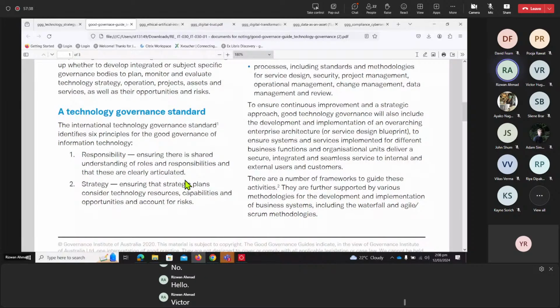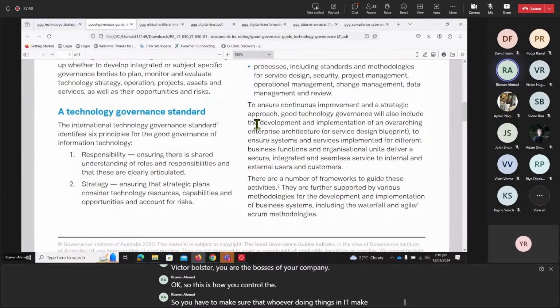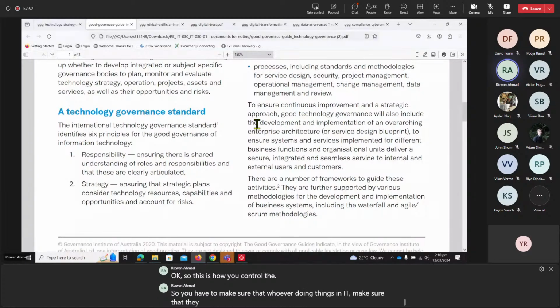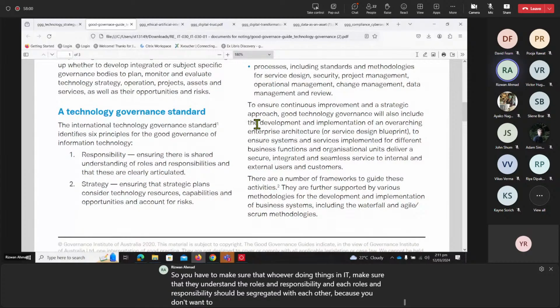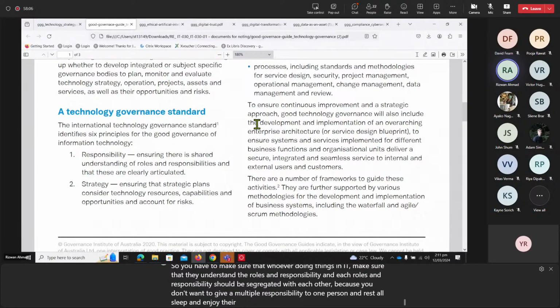Executive officers, you are the bosses of your company. So this is how you control these. You have to make sure that whoever is doing things in IT understands their roles and responsibilities. Each role and responsibility should be segregated from the others, because you don't want to give multiple responsibilities to one person while the rest sleep and enjoy their lives.